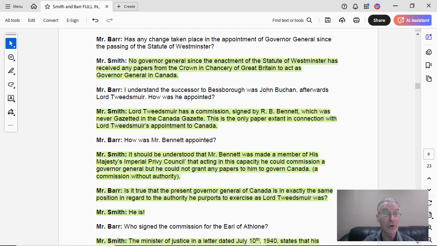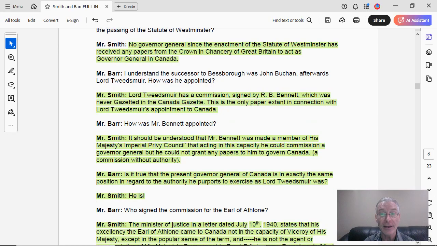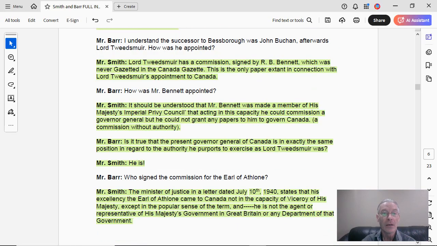No Governor General since the enactment of the Statute of Westminster has received any papers from the Crown in Chancery of Great Britain to act as Governor General in Canada. Lord Tweedsmuir has a commission signed by R.B. Bennett, which was never gazetted in the Canada Gazette. This is the only paper extant in connection with Lord Tweedsmuir's appointment to Canada.